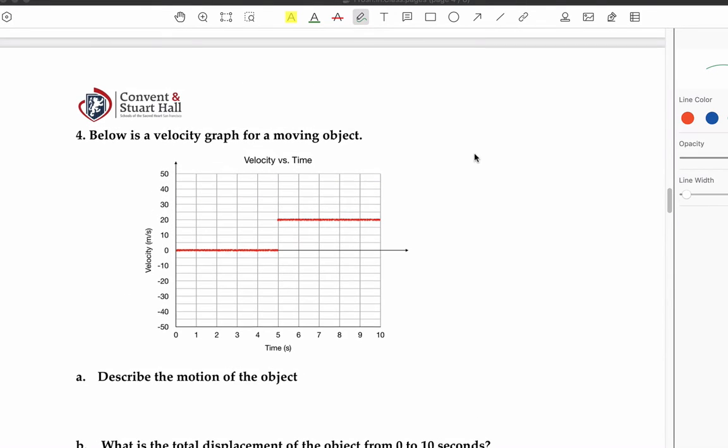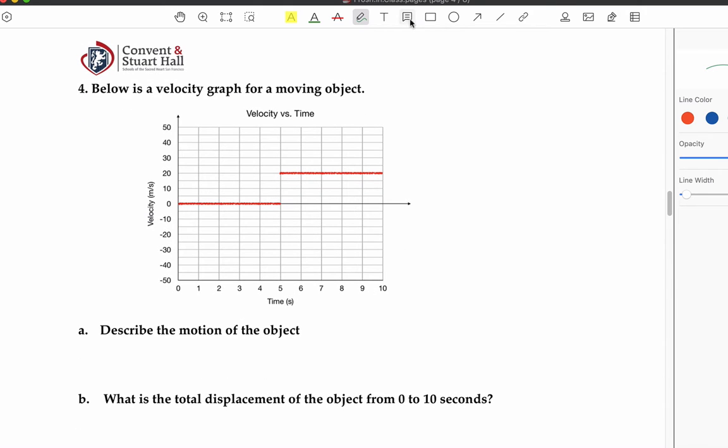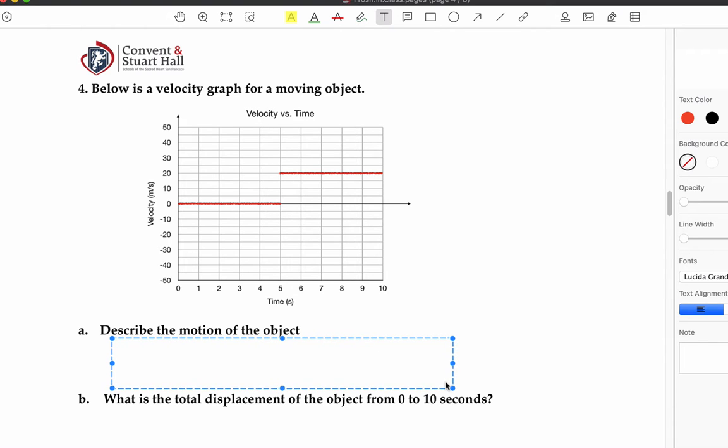Problem number 4, notice we have a different kind of graph. This is a velocity graph, a plot of how fast it's going. So let's begin by describing the motion of the object very carefully. What we notice is, at first, the object is not moving from 0 to 5 seconds, so make sure you specify that time period. We know it's not moving because the velocity is at 0.